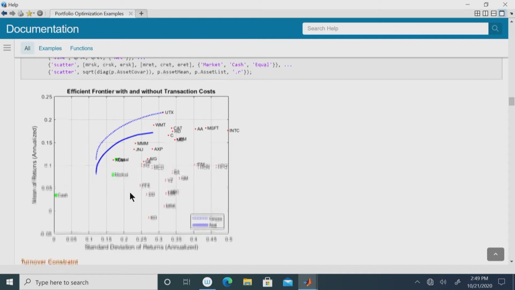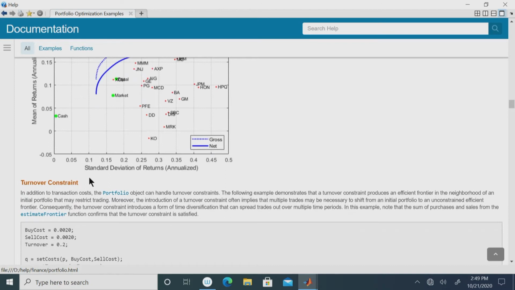The second constraint that we consider for inclusion is what is known as the turnover constraint. You would recall from the previous lecture that the portfolio object, in addition to transaction cost, can also accommodate turnover constraints. And remember that the turnover constraint was basically some sort of a restriction on the extent to which you can do your trading, because you have to reshuffle your portfolio from time to time in order to obtain the best optimized portfolio. But we need to ensure that there is not too much volume of transaction, because that also incurs cost. So, accordingly we will demonstrate in this next example that a turnover constraint produces the efficient frontier in the neighborhood of the initial portfolio.